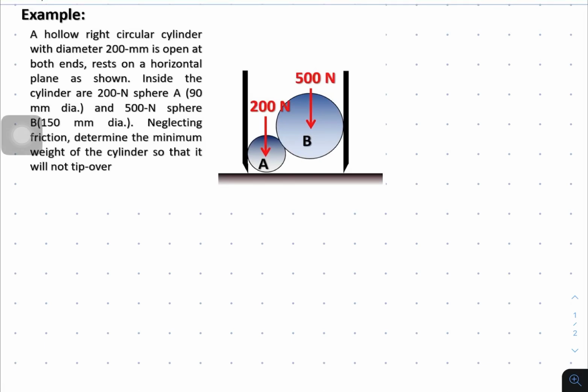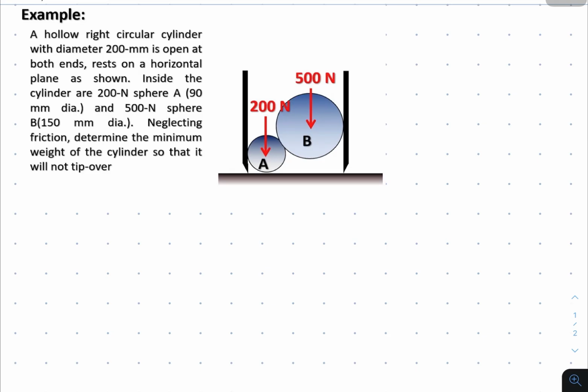So we have here a hollow, right, circular cylinder with diameter 200 millimeters, open at both ends, and it rests on a horizontal plane as shown. Inside the cylinder are a 200 Newton sphere with a diameter of 90 millimeters, that's sphere A, and a 500 Newton sphere, which is sphere B, with a diameter of 150 millimeters. Neglecting friction, we are going to determine the minimum weight of the cylinder so that it will not tip over.